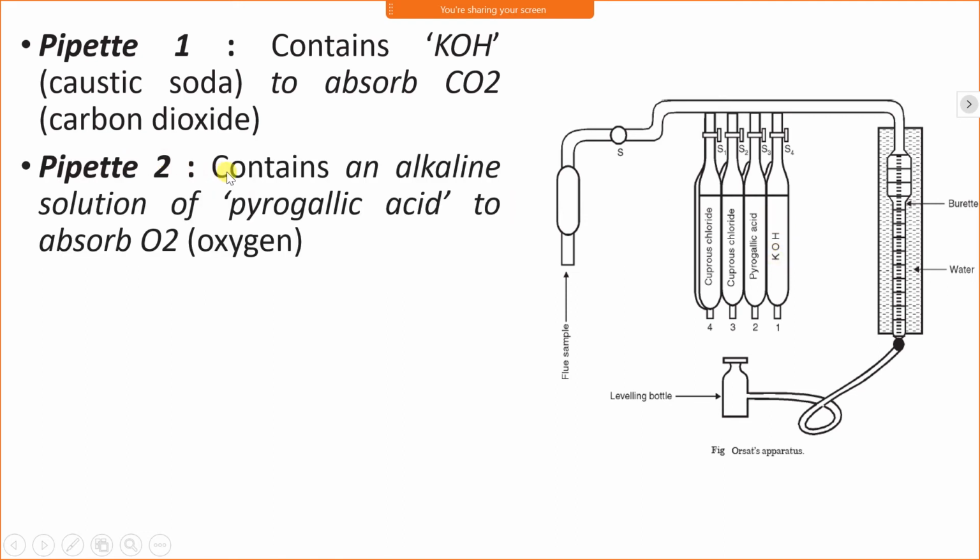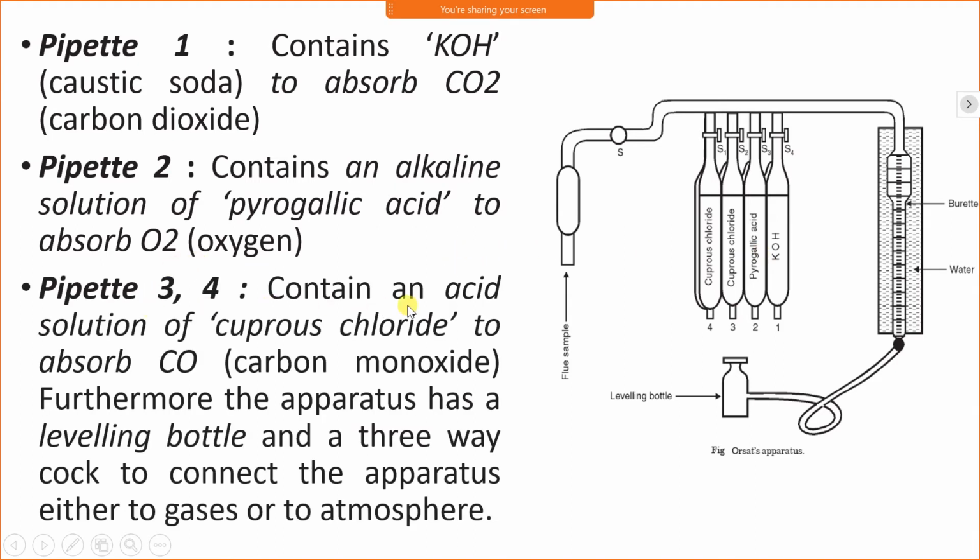Pipette 2 contains an alkaline solution of pyrogallic acid, which absorbs the oxygen, that is O2. The third and fourth pipettes contain an acid solution of cuprous chloride to absorb carbon monoxide, that is CO. Furthermore, the apparatus has a leveling bottle and a three-way cock to connect the apparatus either to the gas or the atmosphere.